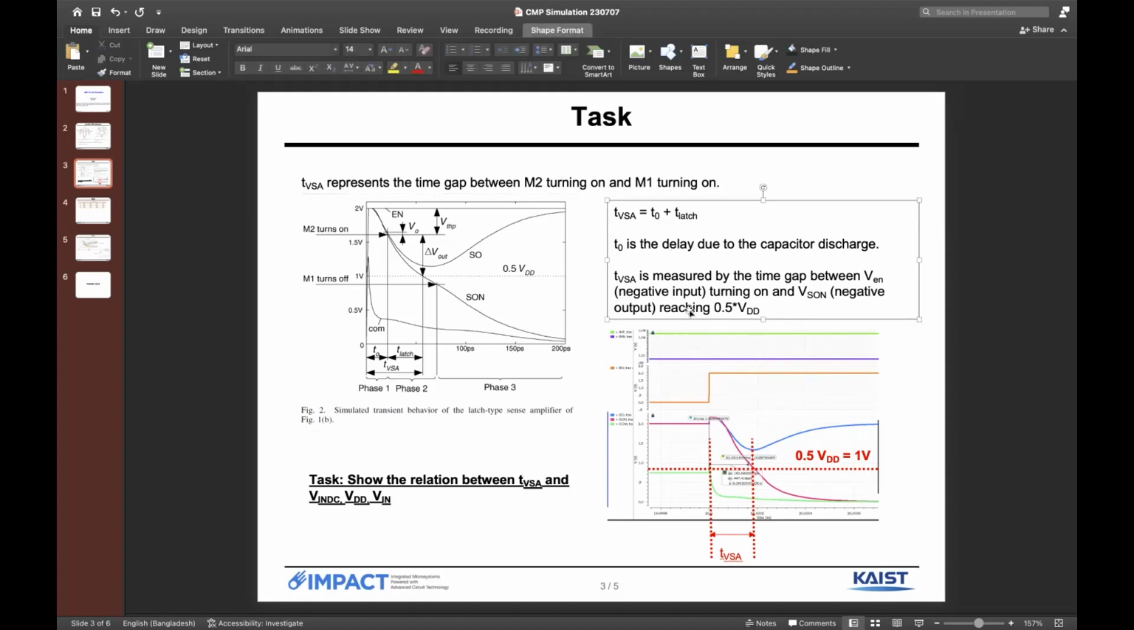And how do we measure this TVSA, this delay time? We measure it as the time gap between when Vn, the negative input, turns on, as we can see here, and when Vson, the negative output, reaches half of VDD. This time gap is TVSA, and our job in this task was to show the relation between TVSA and three voltages: V induced, VDD, and Vn.